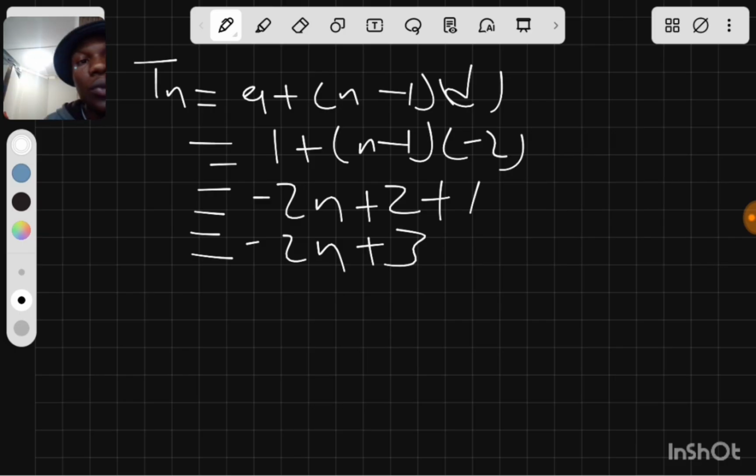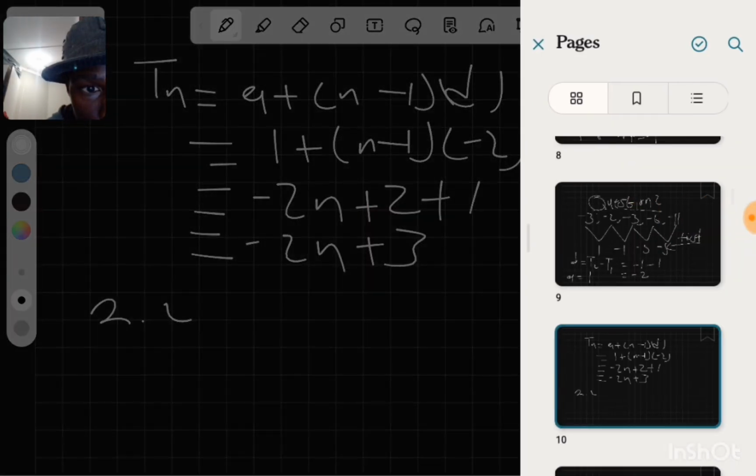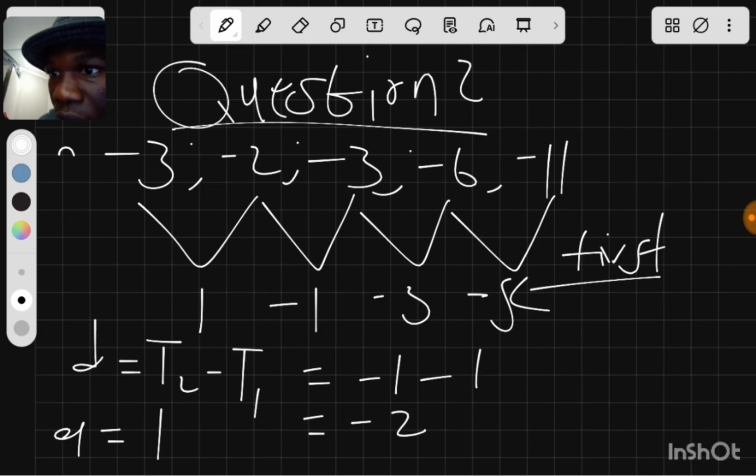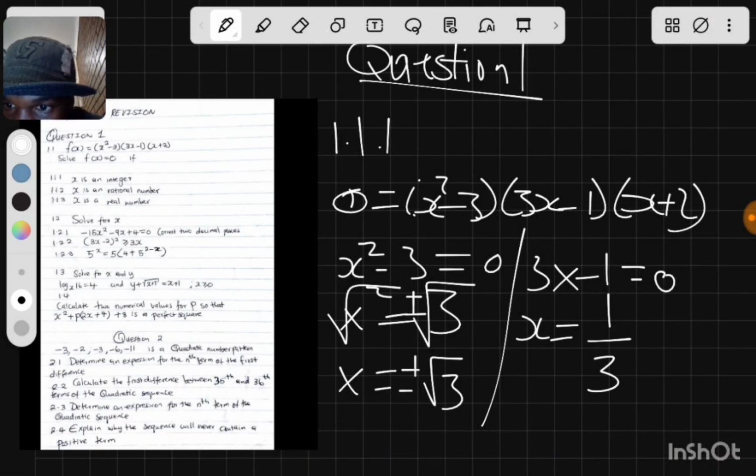So now we are going to see the following question, which is 2.2, because this one was 2.1. Sorry for that. So I'm going for 2.2. It says calculate the first difference between this term and that term of the quadratic sequence. So they need a first difference between which terms? The 35th term and the 36th term of the quadratic sequence. It's simple.